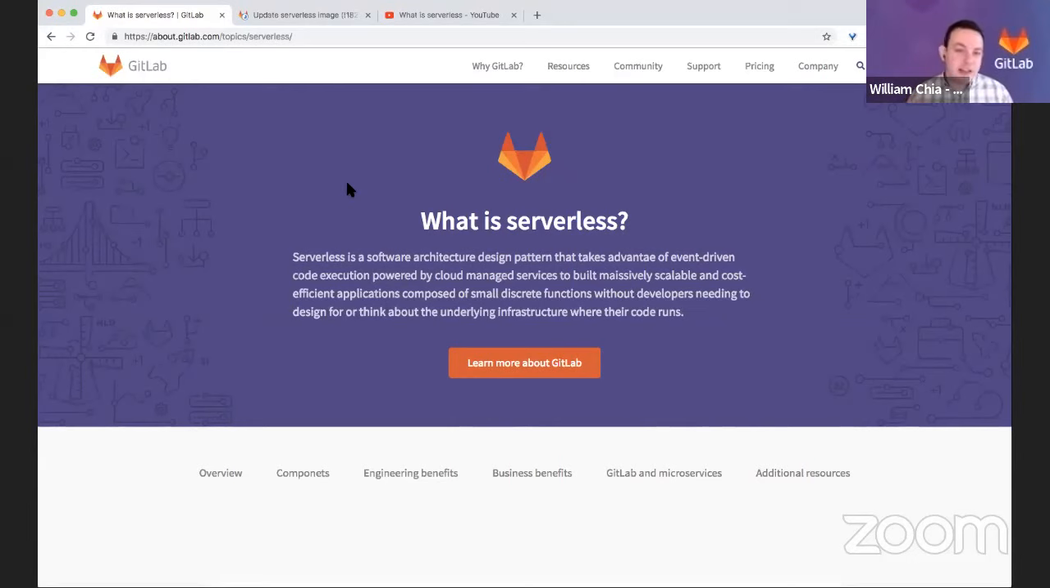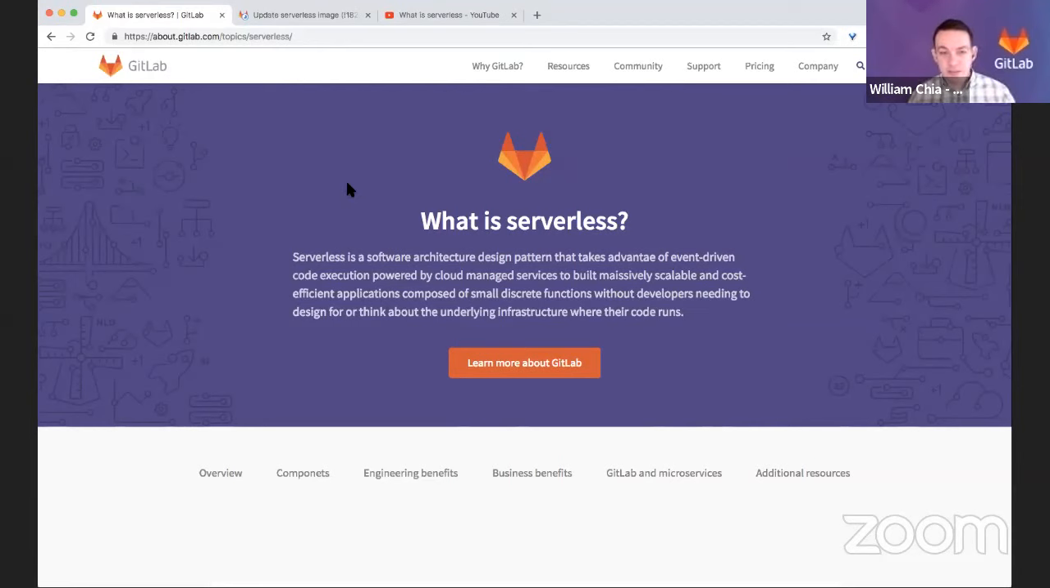So in fairness, I've tried to come up with one that is, granted, from a very GitLab-centric perspective, but I think is indicative of what's going on in the industry. In a nutshell, serverless is an architectural design pattern. Like microservices, it's a way you're going to design your software application. And what it does is it takes advantage of event-driven code execution. This means that code is executed by a trigger.